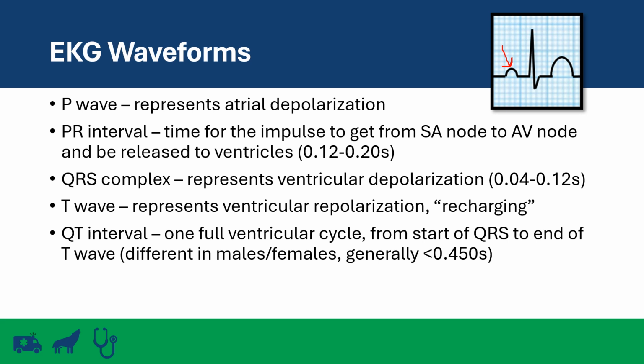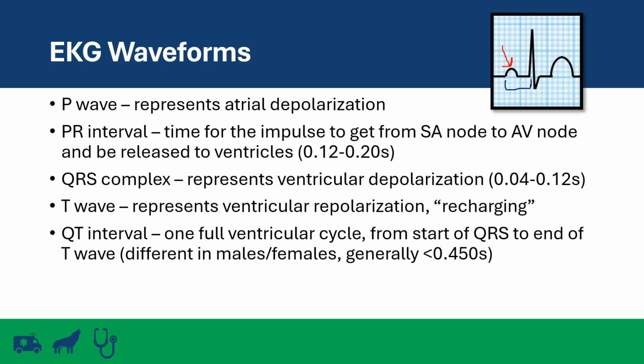And that period of time is the PR interval. So it's kind of from here to here. So that is the time the impulse takes to get from the SA node to the AV node and then be released to the ventricles, from the start of the P wave to the start of the R wave. And that should be from 0.12 to 0.20 seconds.